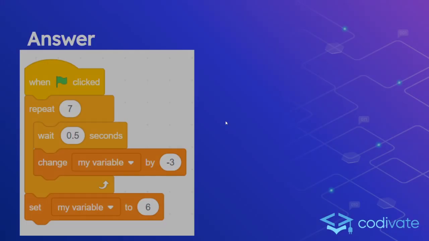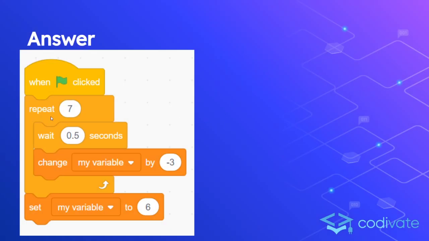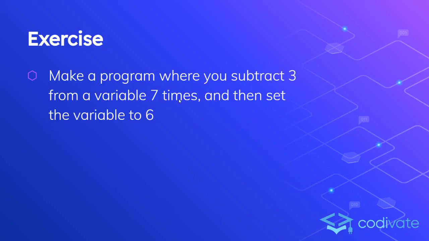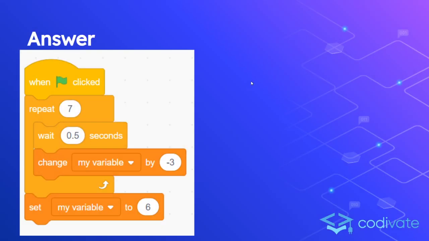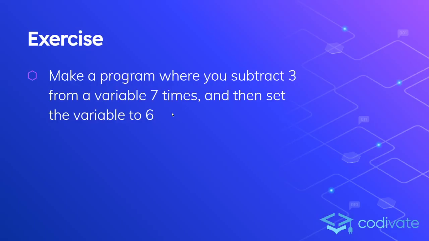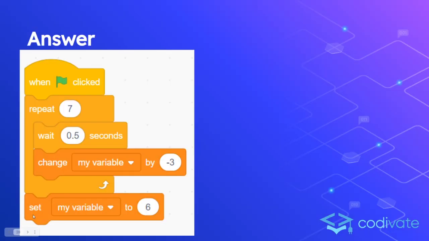Alright, try it. So here, again, repeating 7 times, because it says 7 times, and you're subtracting 3. How do we subtract 3 from a variable? We change it by -3. So repeating 7 times, we're changing it by -3. Then after we do that, we set the variable to 6, and that's just one line here.